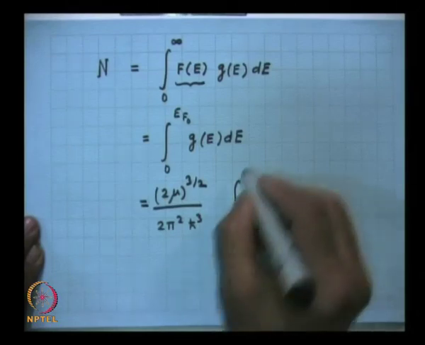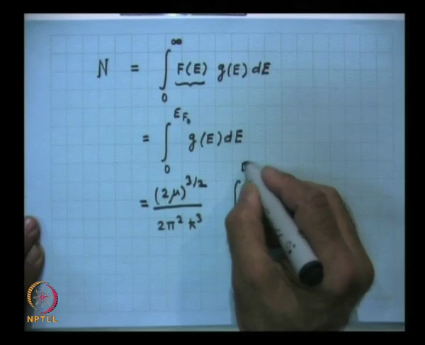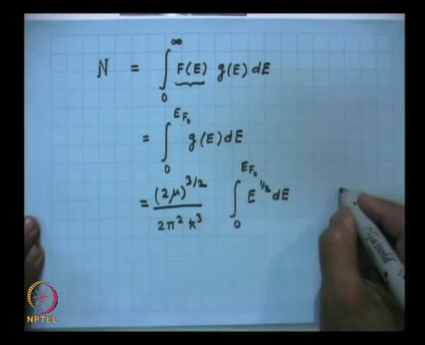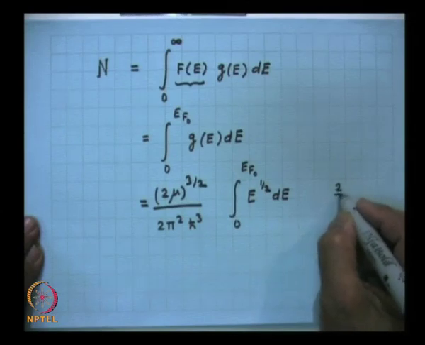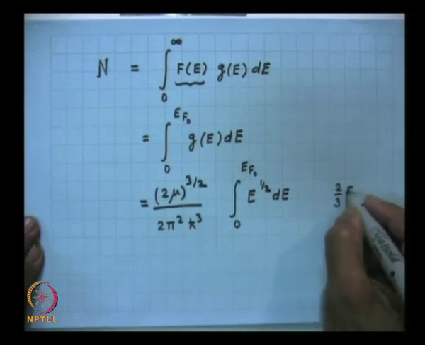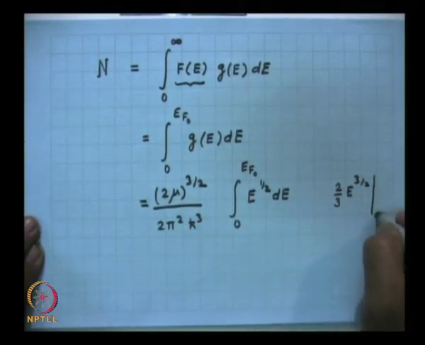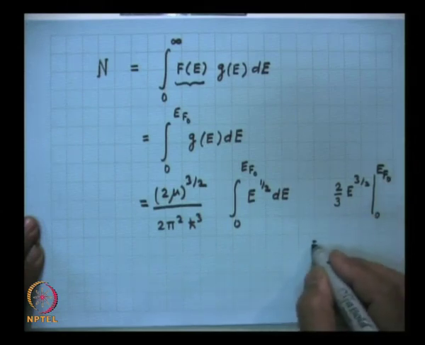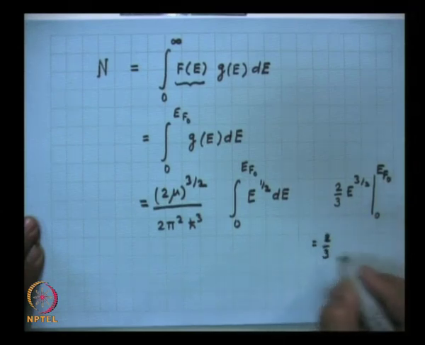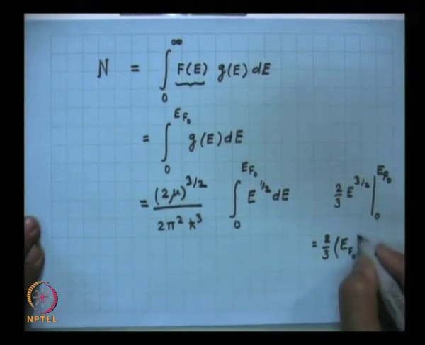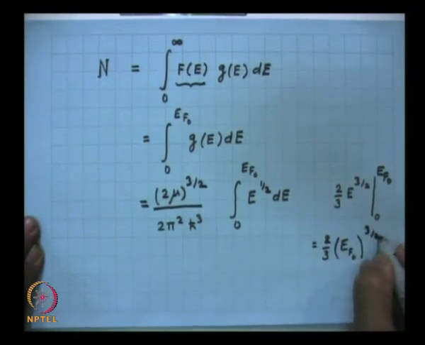So, 0 to E f 0. This is a very trivial integral. The integration is 2 by 3 e to the power of 3 by 2 evaluated between 0 and E f 0. So, this will become 2 by 3 E f 0 raised to the power of 3 by 2.